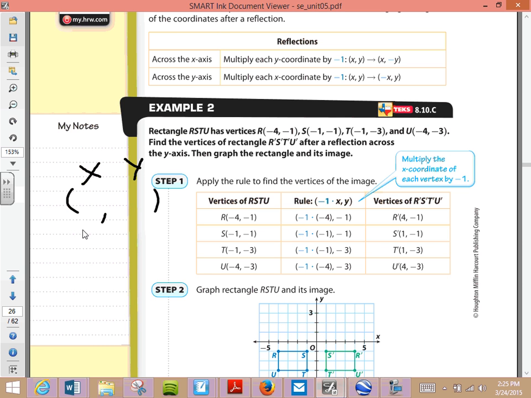If I'm reflecting across the y-axis, what do I do? I save the y and I change the x, right? That means I cannot touch the y and the x changes. What if I'm reflecting across the x-axis? So I save the x and I change the y.